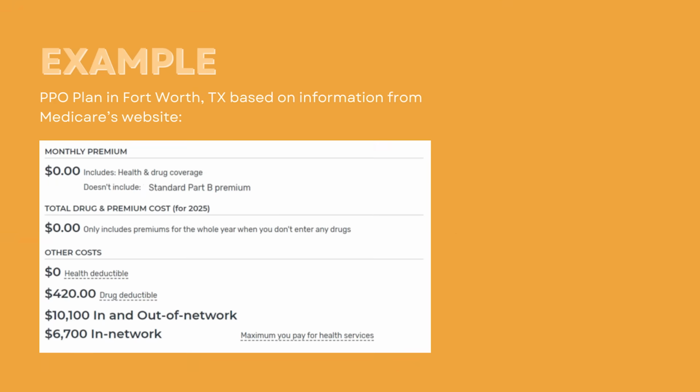Let's look at another example for a Medicare Advantage PPO plan that is offered here in Fort Worth. With PPO plans, you will often see 2 different maximum out-of-pocket limits. One for in-network health services and one if you are using both in and out-of-network healthcare services. Just like the HMO plan, the PPO plan has a zero premium, a zero deductible for health services, and a $420 Part D deductible. However, the in-network maximum out-of-pocket limit is higher at $6,700 for in-network services.